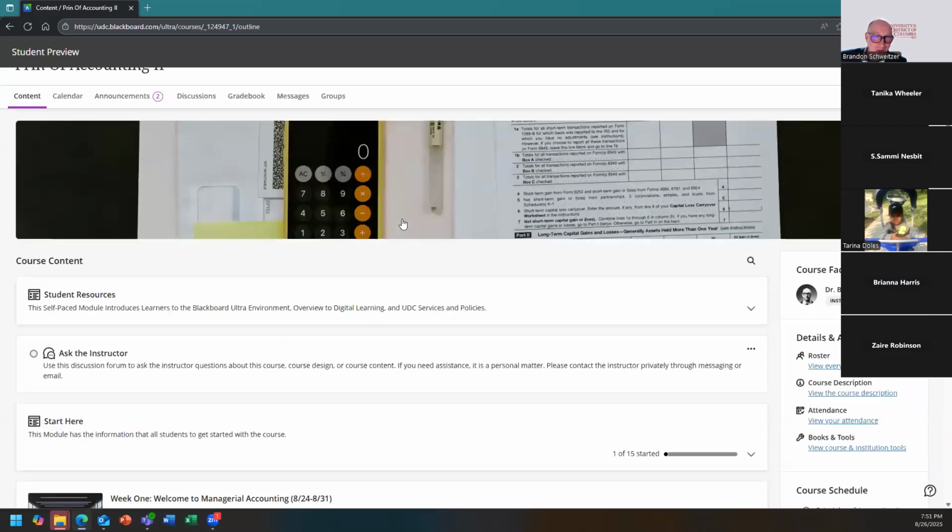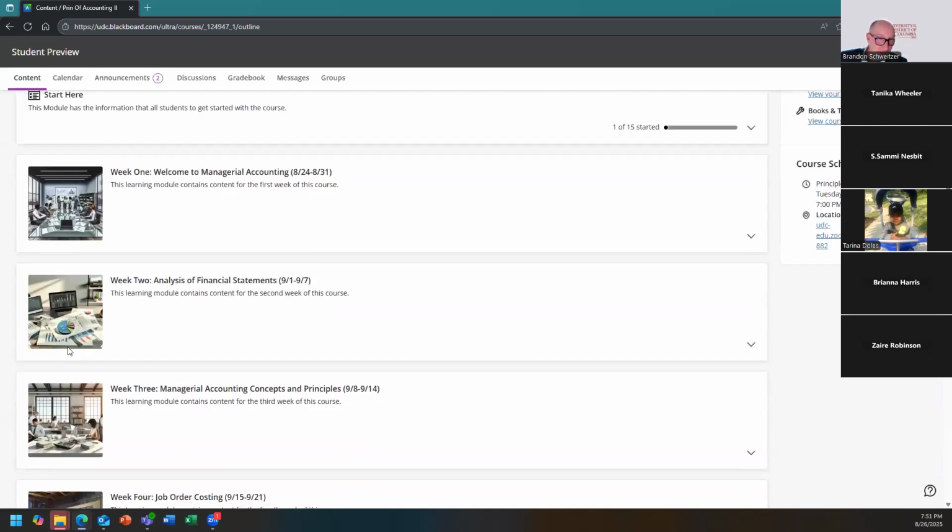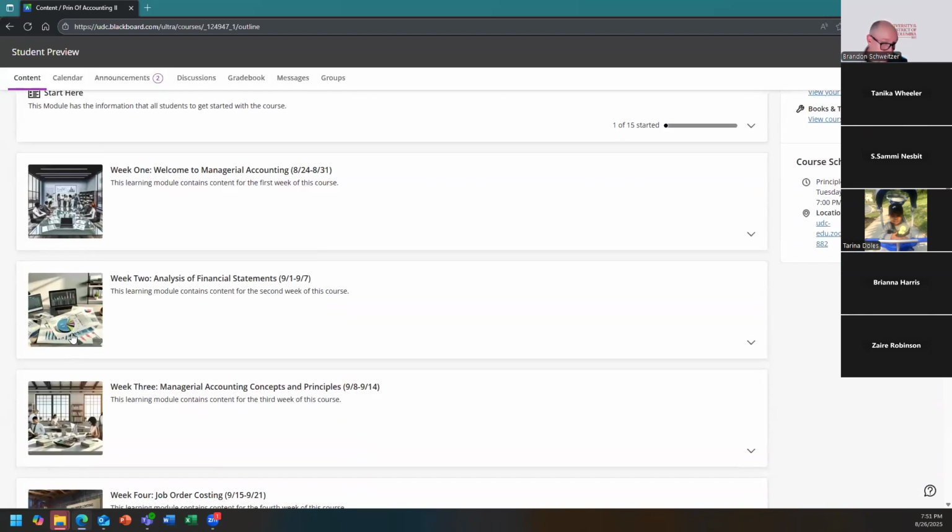You'll also notice these really cute pictures on the left side. All of these photos are created by AI, by artificial intelligence. And it's so cool, right? That you can do so many different creative things with AI. So I just wanted to point that out.